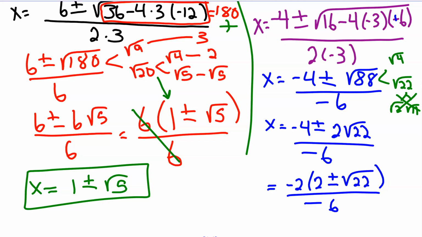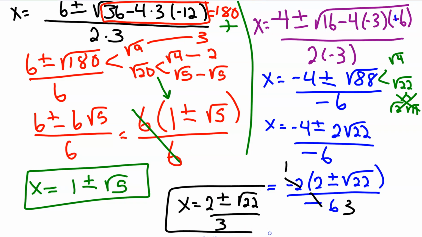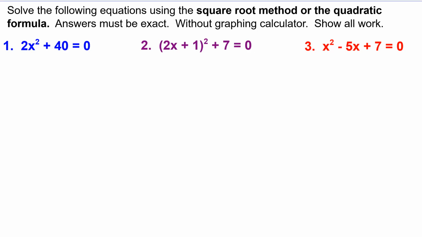And then I'm going to simplify that. So that's going to be 1/3. So then my final answer here is, that's just going to be 1 out there. So I can just say 2 plus or minus the square root of 22 over 3. So I'm looking for 2 roots on that one.